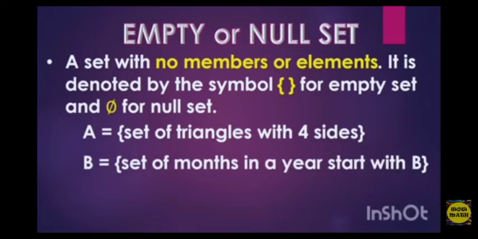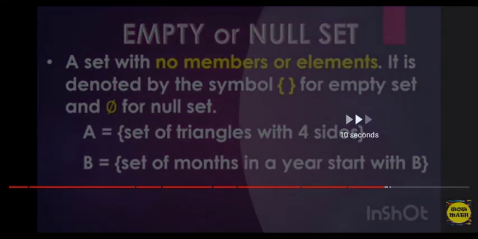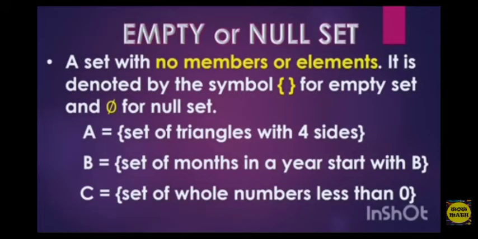Set B is a set of months in a year that start with letter B. Since we do not have a month that starts with B, again, that is a null set. Another one is a set of whole numbers less than 0. Since whole numbers start with 0, negative numbers are not elements of this set. So still, it is a null set.